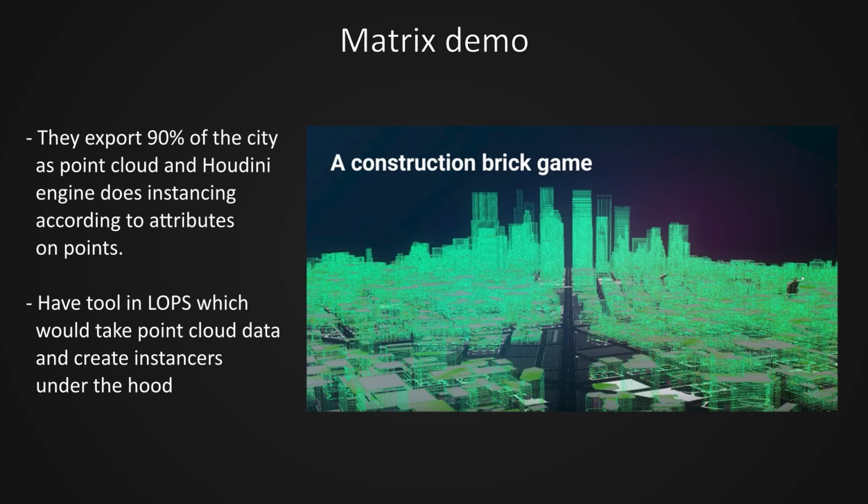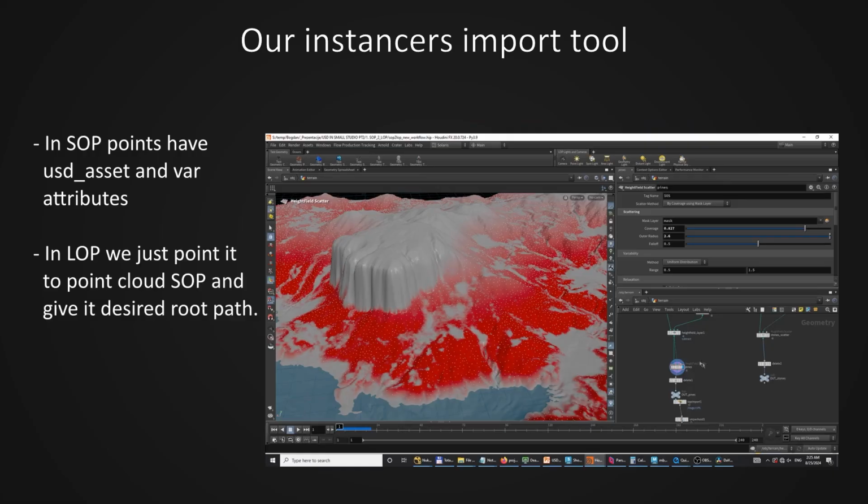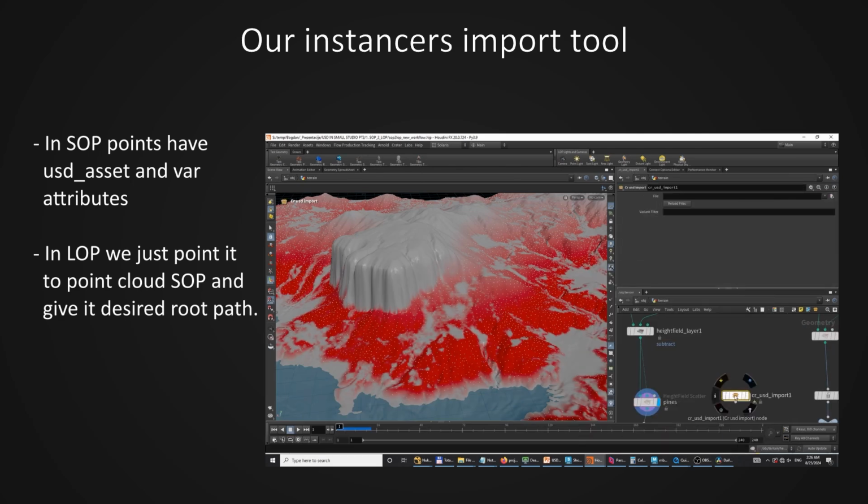In the meantime, the Matrix demo came out, and a really nice thing that they used in this demo was a point cloud which tells where each instance lies, what its orientation is, and its scale. So basically 90% of this city are instances. And I was thinking, is there a way to do this in LOPs? So we created some tools in SOPs and LOPs which would help us streamline this process.